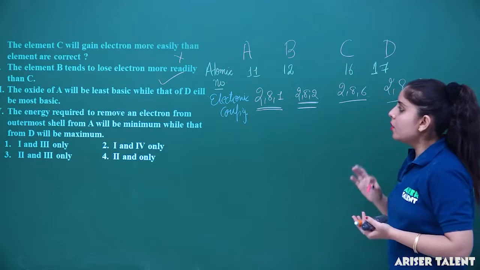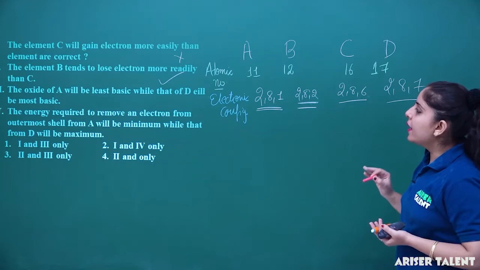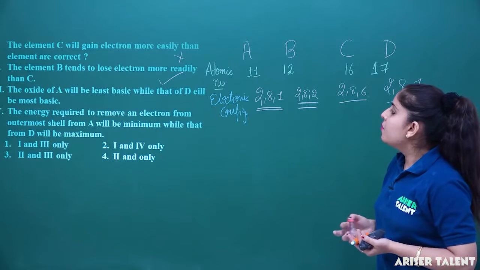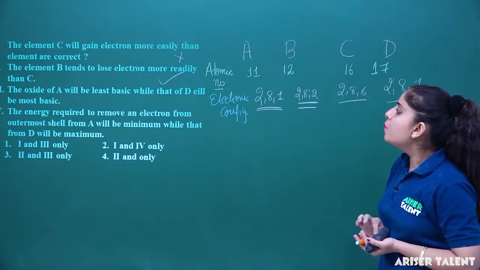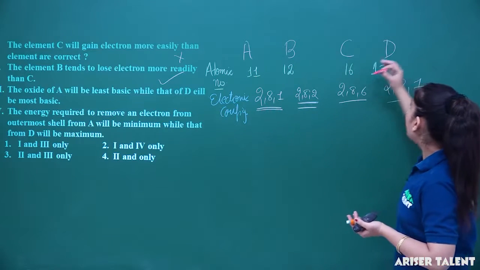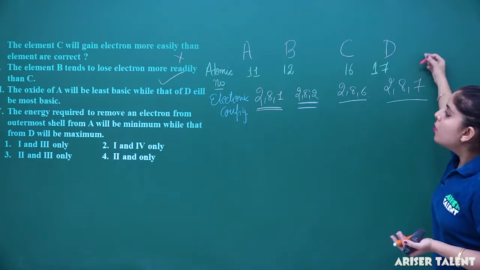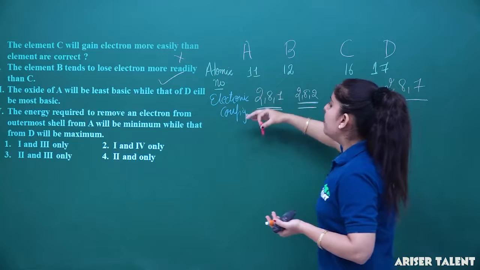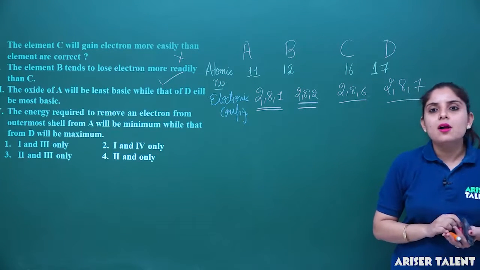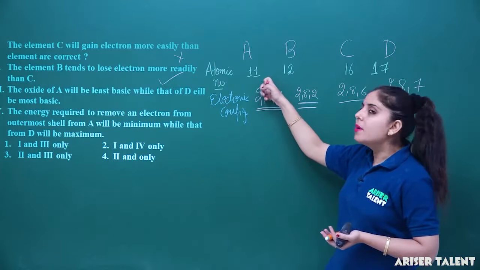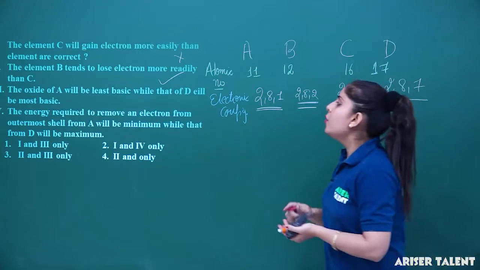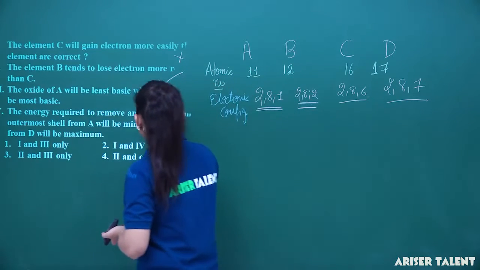Next, oxide of A will be least basic while that of B will be more basic. Now अगर हम A और D के ऑक्साइड की बात करें तो अगर हम पीरियोडिक टेबल में लेफ्ट टू राइट मूव करेंगे तो बेसिक कैरेक्टर इंक्रीज होगा. इट मीन्स ये जो ऑक्साइड फॉर्म करेगा वो लेस बेसिक होगा और बाद वाला ऑक्साइड मोर बेसिक होगा. तो अगेन ये स्टेटमेंट ट्रू है बिकॉज बेसिसिटी इंक्रीजेस.